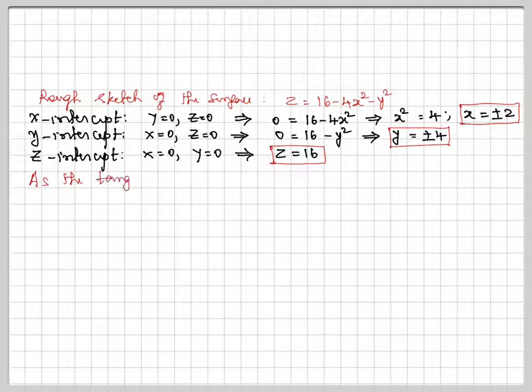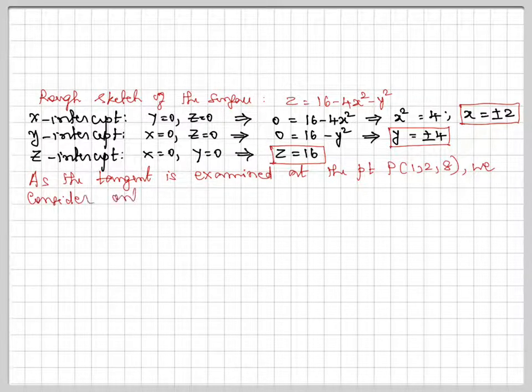As the tangent is examined at the point (1, 2, 8), we are interested only in that part of the surface in the first octant, because x, y, z are all positive, and we are going to draw the tangent only at that point. So we are interested only in that part of the surface in the first octant, which contains (1, 2, 8). We are not going to graph the entire surface in this problem.